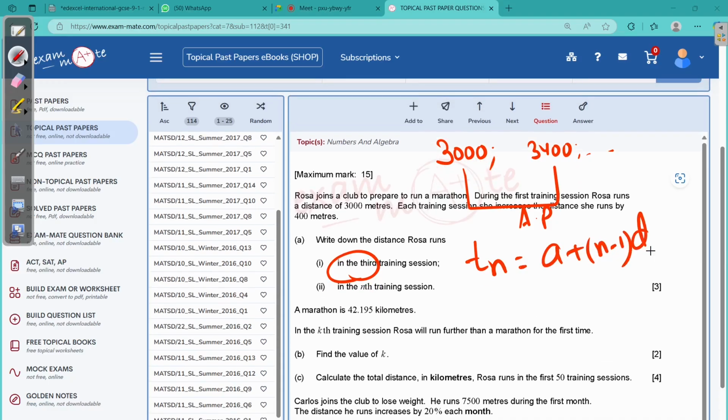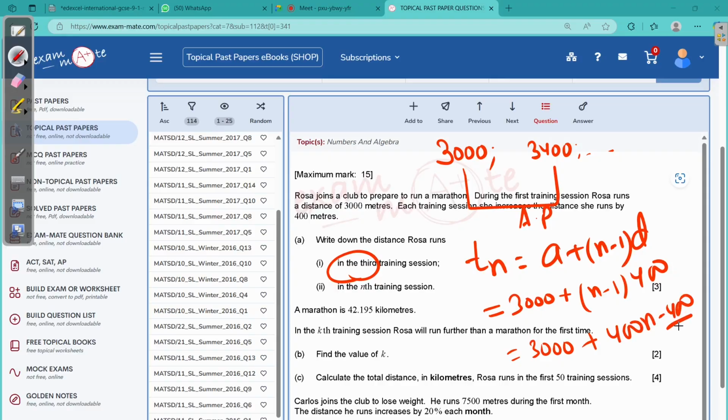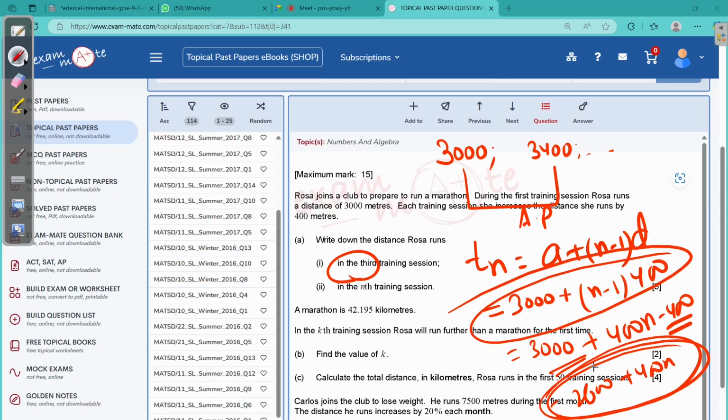Do you know this or not? So why have you not applied this? Why have you just gone through with the hit and trial? So a is 3,000 plus (n minus 1), and d is 400. So you will get the correct answer: 3,000 plus 400n minus 400. This 400 will adjust here and you will get 2,600 plus 400n. So either you write this one or this one, both will be correct.